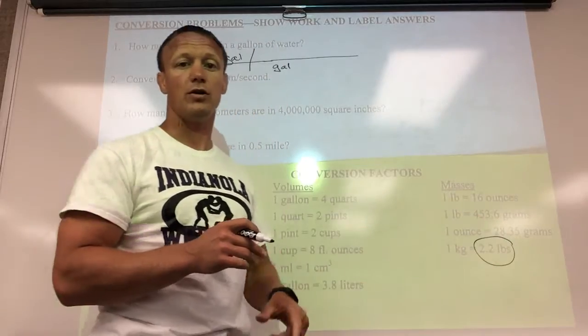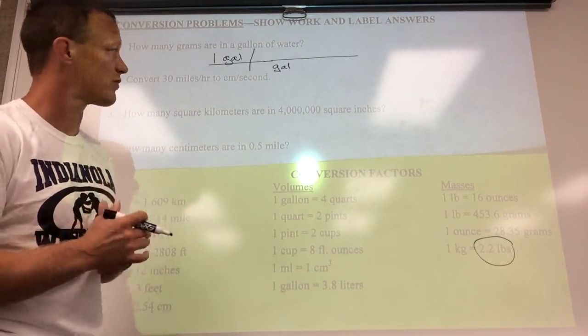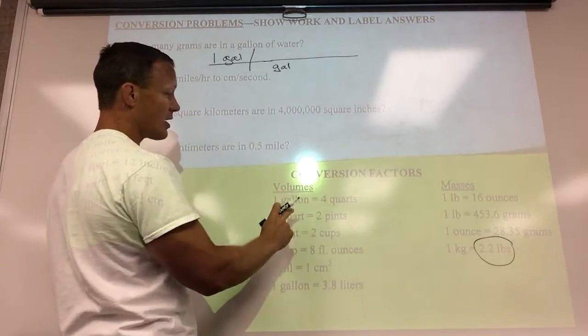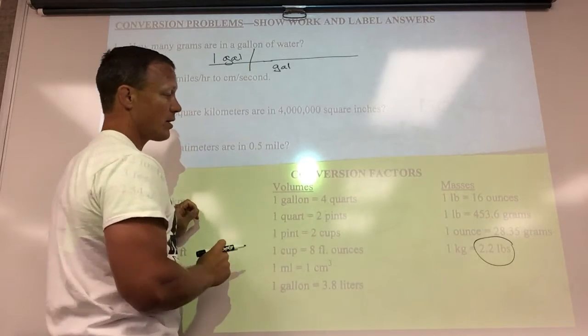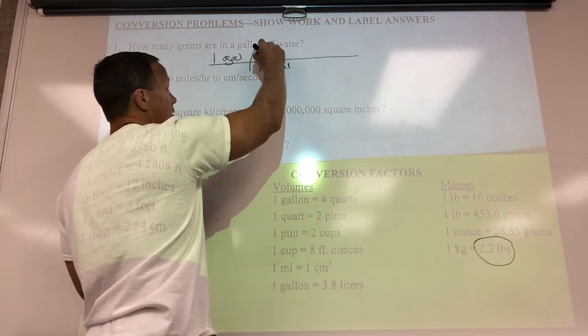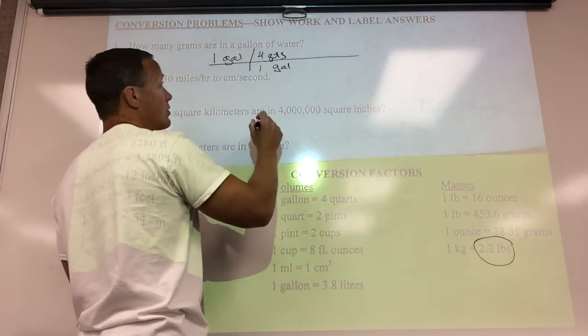Ounces to grams over here would be a conversion also. So this only works for water, by the way, because we know how much the mass of an ounce of water is. So I'm going to say here a gallon is 4 quarts. Okay, so 1 gallon is equal to 4 quarts.